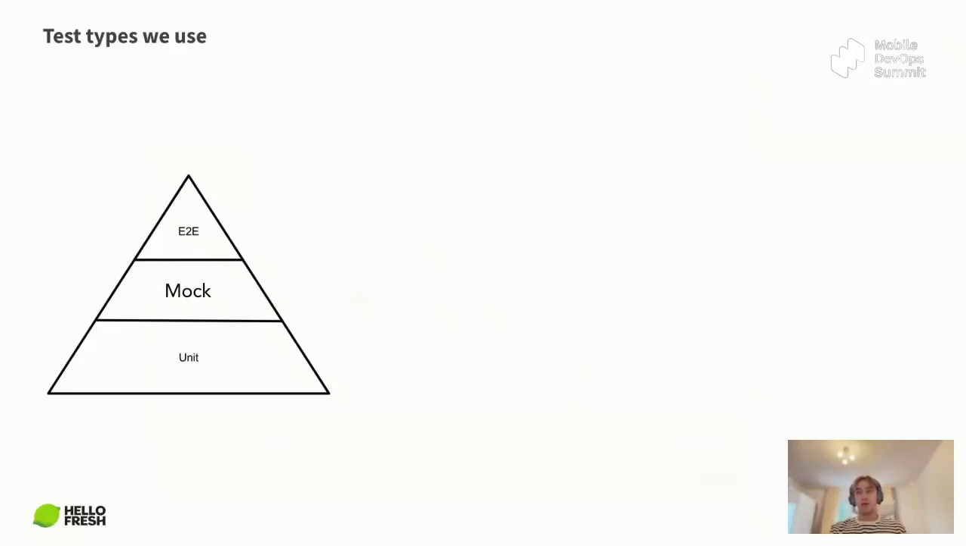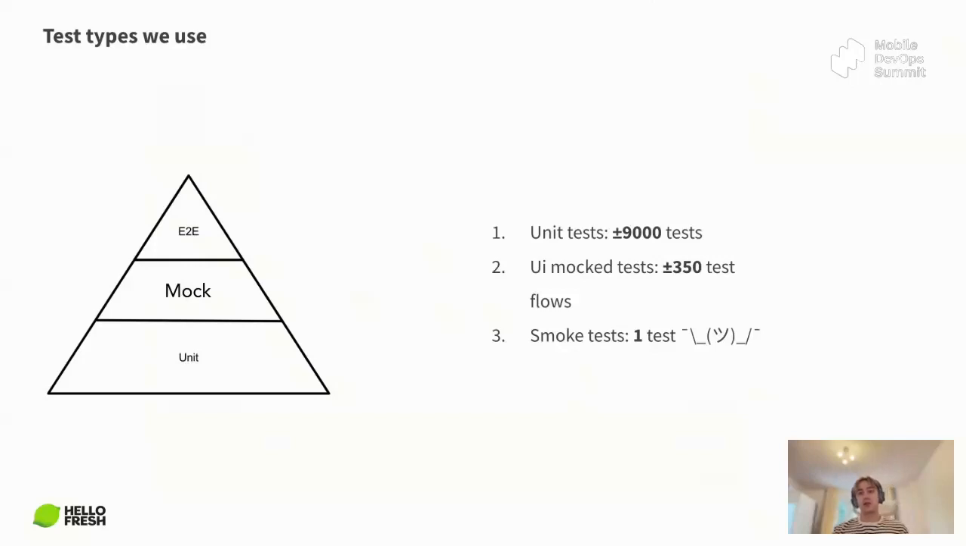So if you talk about numbers, in our experience right now we have around 9,000 unit tests, around 350 UI tests, and only one smoke slash end-to-end test. Basically, this single test will just check during the release process that we actually can connect to the main production server. We can do a simple login flow, and that's it.